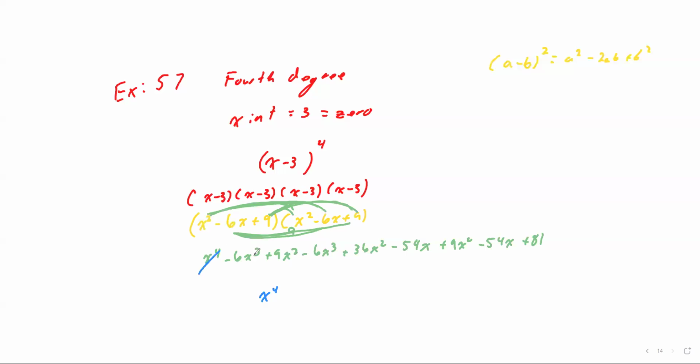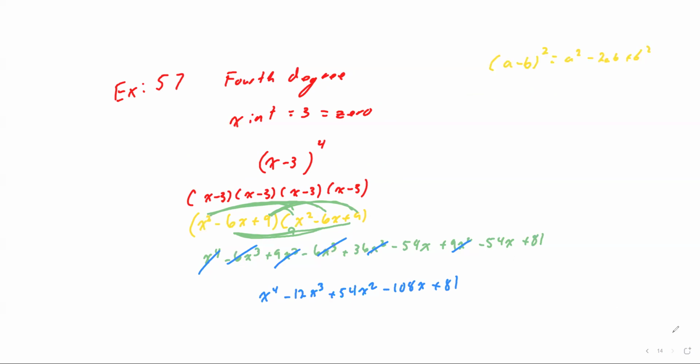I have negative 6x³, negative 12x³. Then I have 9 plus 36, that would be 45, 45 plus 9 would be 54. So we'll say plus 54x². That would give me negative 108x and then plus 81. And there you go. So when you have something like that, that's the process you go.